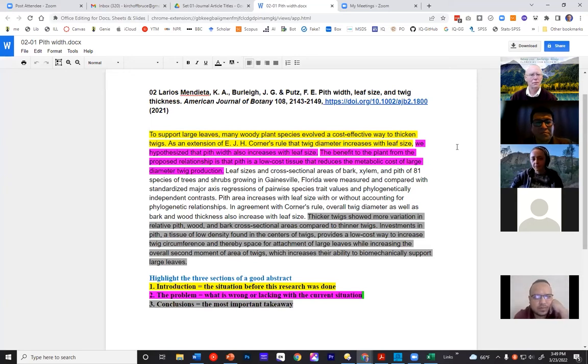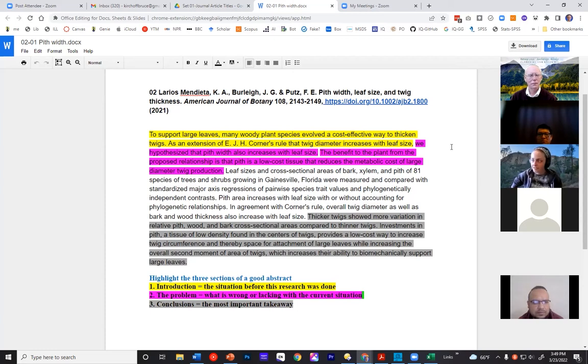And then they state their hypothesis that pith width also increases with leaf size, which we thought was part of their problem because they stated it as a hypothesis. And then there's a second problem that is maybe a bit more broad. So the benefit to the plant from the proposed relationship is that pith is a low-cost tissue that reduces the metabolic cost of large diameter twig production.